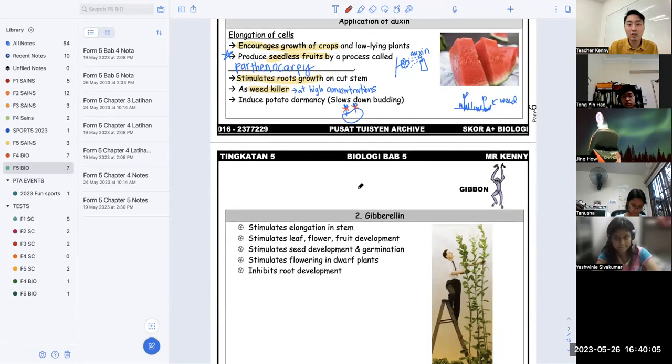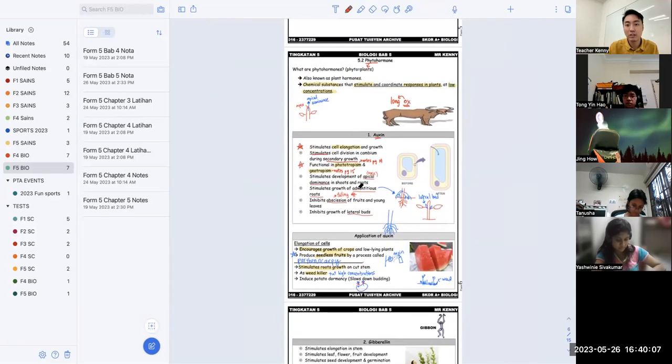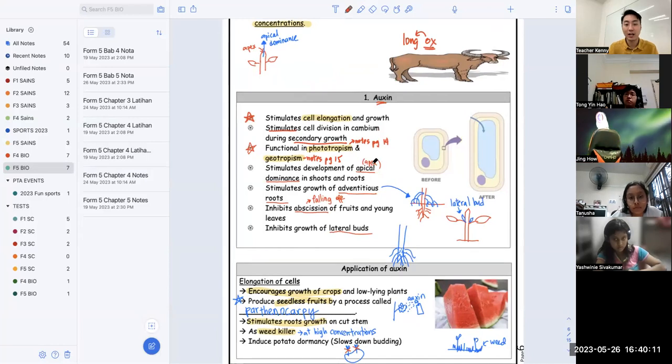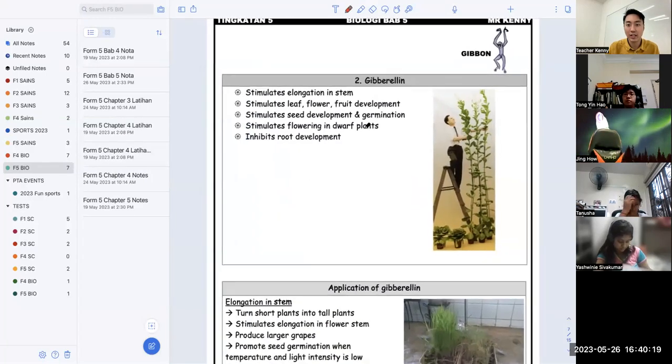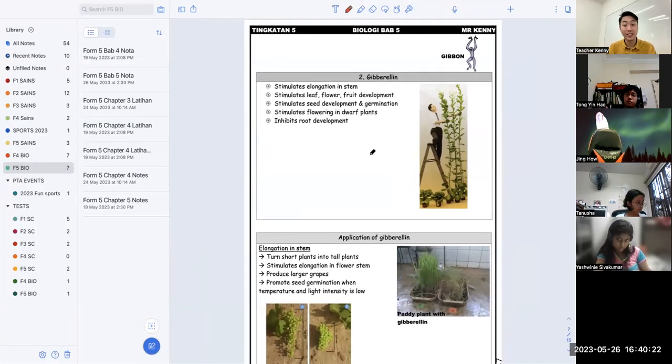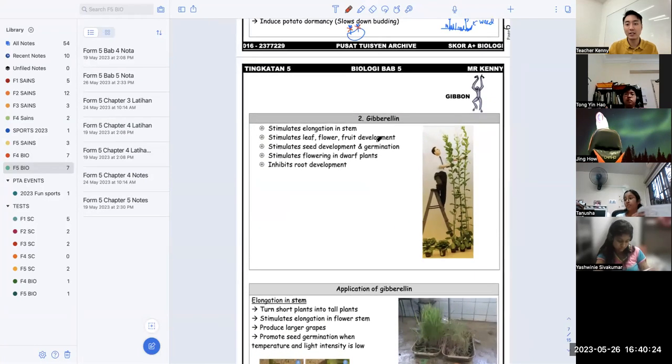done? So if you look over here, these are all very positive, very positive growth, positive kind of hormone. So far, so good? Yeah? Next up. Let's go to the next hormone. Gibberellin. One way to remember gibberellin is this. You know what animal is this?